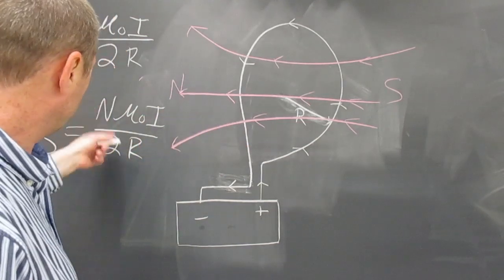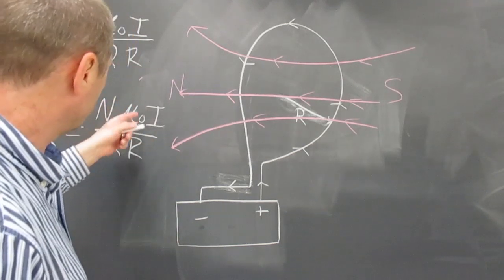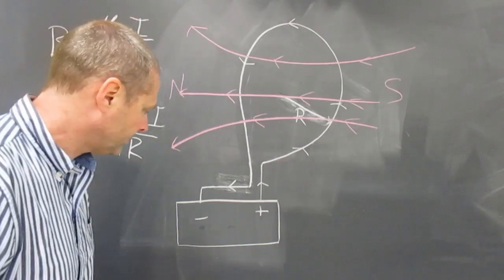If N is 2, then the 2's will cancel, and it'll be mu naught I over R. If it's 3, it'll be 3 halves mu naught I over R. 1,000, you sort of see how the trend goes.